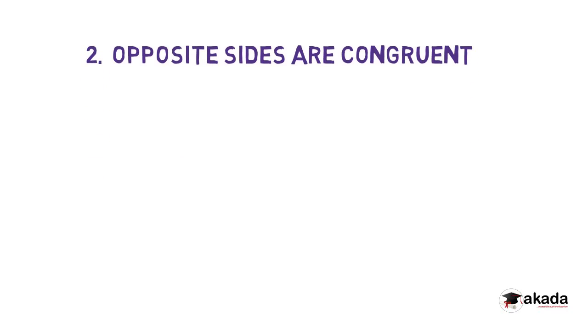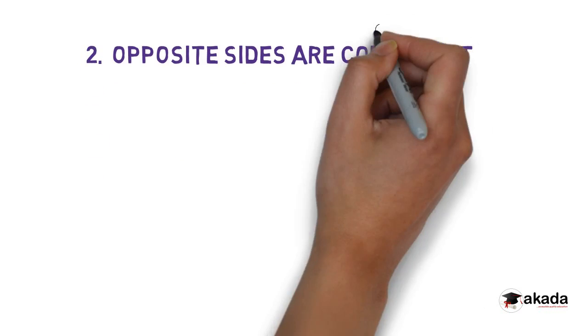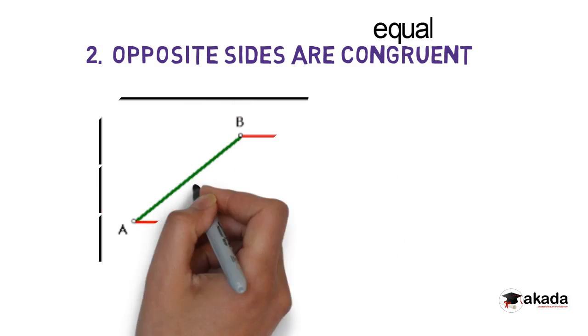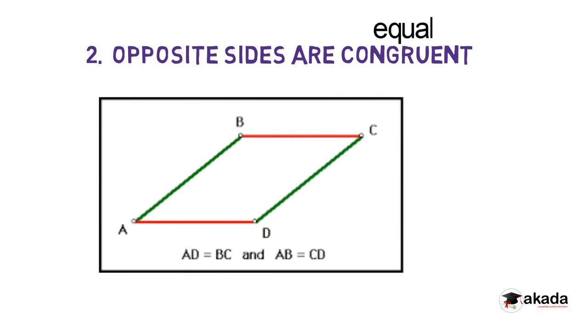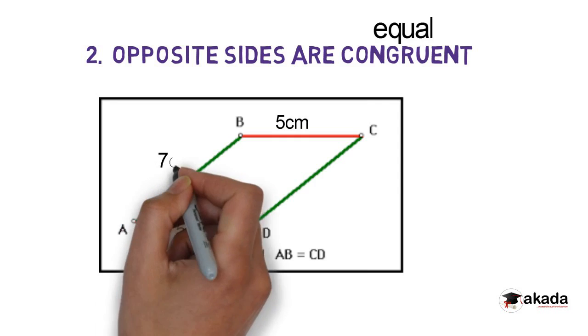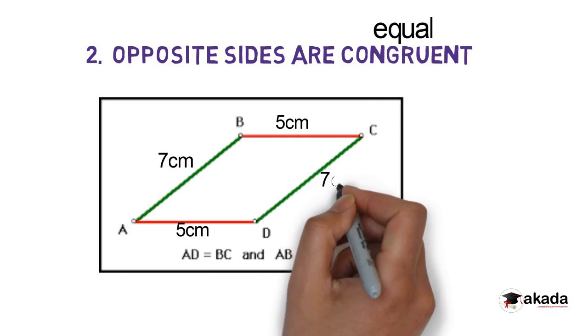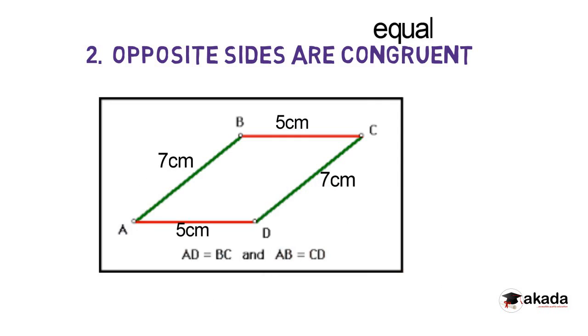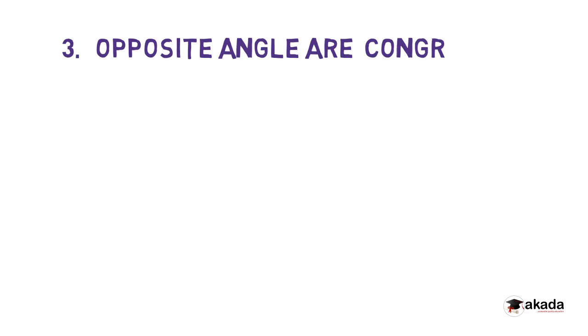Equal. 2. Opposite sides are congruent. I told you congruent means equal. So, if I label line BC 5 cm, also AD must be what? 5 cm. Also AB, if I label it 7 cm, CD must also be 7 cm. So it means AB equals CD and BC equals AD. So that is what I mean by that.